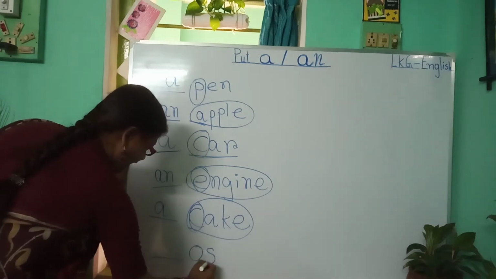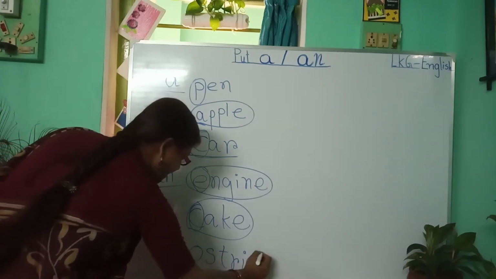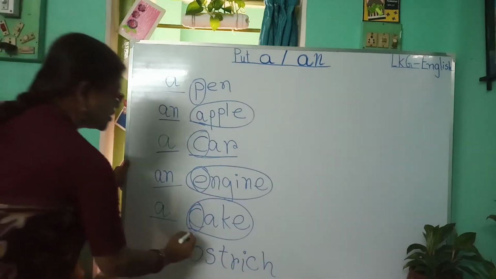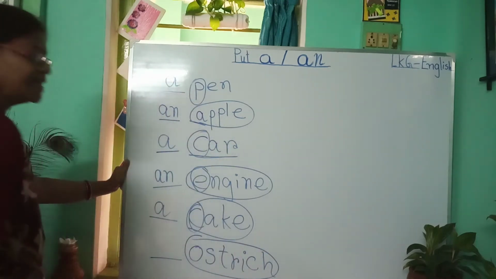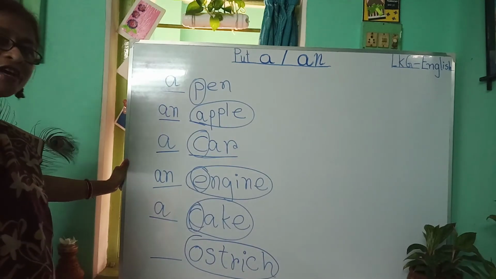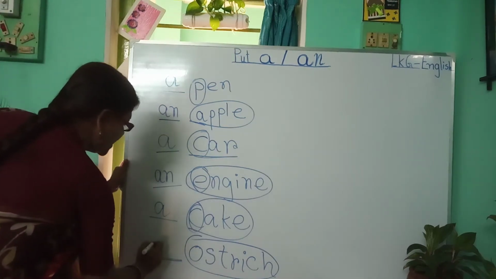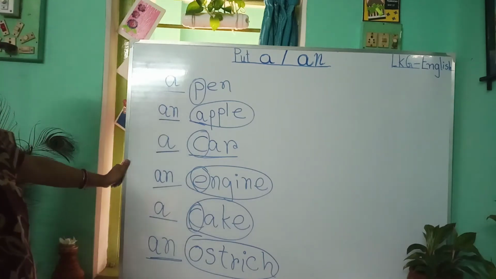Then, ostrich. O-S-T-R-I-C-H, ostrich. It is a bird. The starting letter of ostrich is O. O is a vowel. So, before this word, I will put here an ostrich.